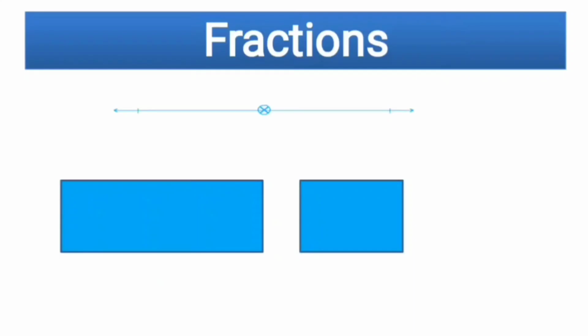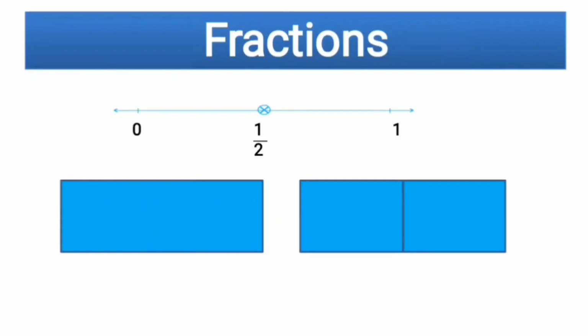We have one rectangle. Consider its half part. So on the number line it can be represented as 0 to 1 and middle point is 1 divided by 2, that is half. Here half is fraction.